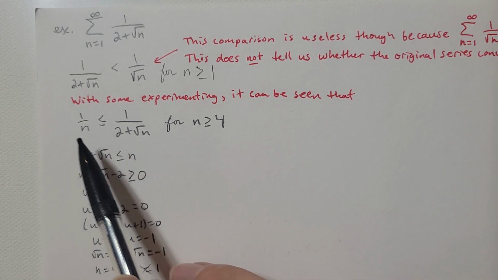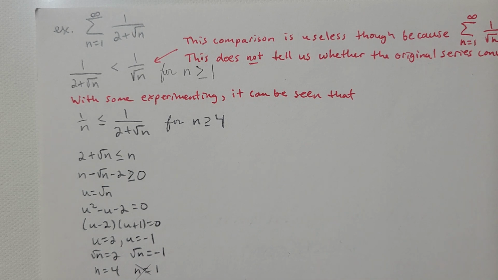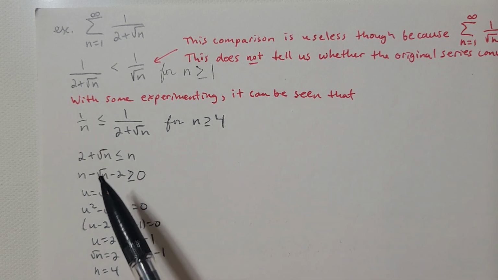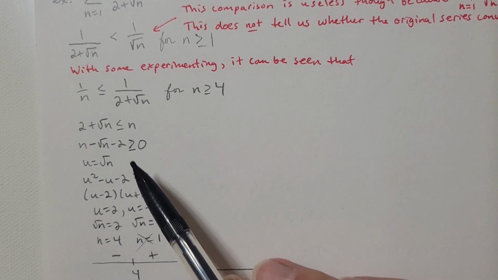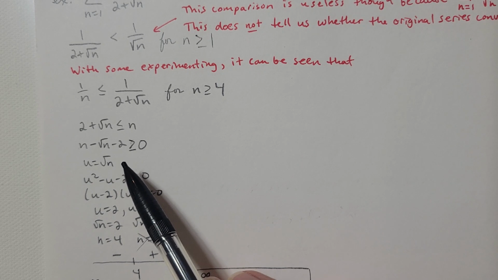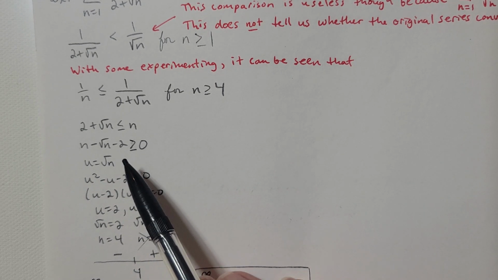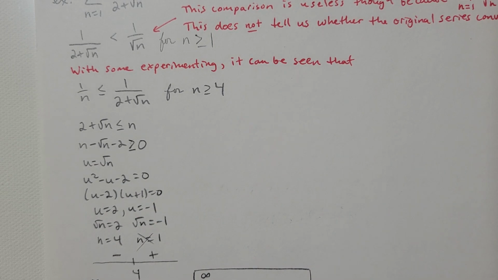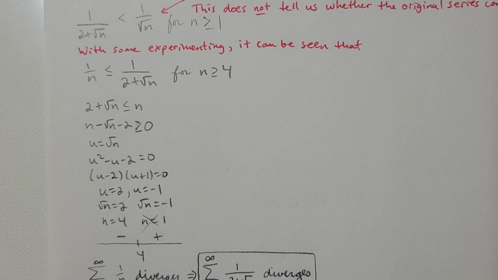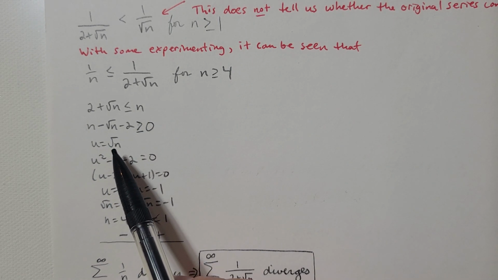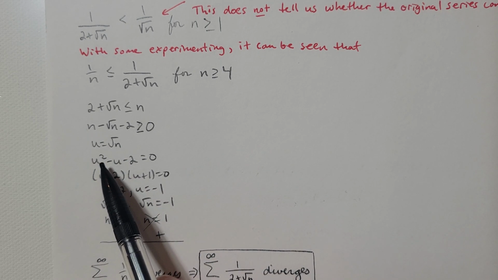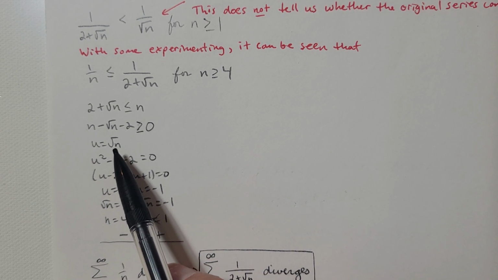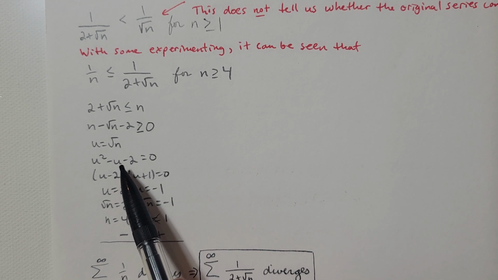So I'm looking at this statement here: 1 over n less than or equal to 1 over 2 plus the square root of n. If I cross multiply on that, I get 2 plus the square root of n less than or equal to n. Get all the terms onto the right side, and n minus the square root of n minus 2 is greater than or equal to 0. I'm going to use a u substitution on this. If u is the square root of n, then if I square both sides, u squared would be n. I've got an n leading off, so I'll replace it with u squared, minus the square root of n, which I'm calling u, and then minus 2.